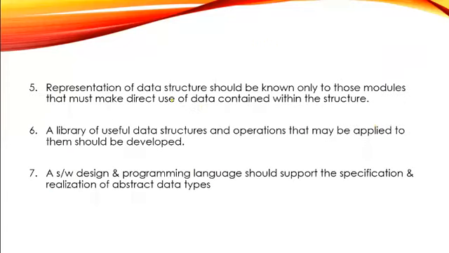Then the representation of a data structure should be known only to those modules that make direct use of the data contained within the structure. This can also be called information hiding. What data is used by a specific component should be known to that specific component only, so that you can avoid accidental errors.